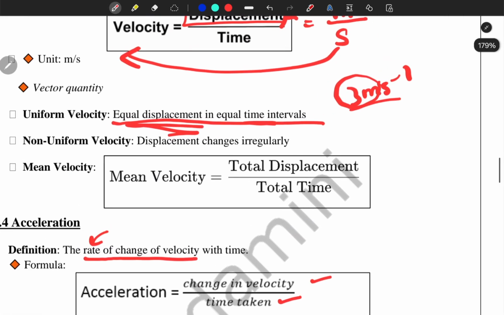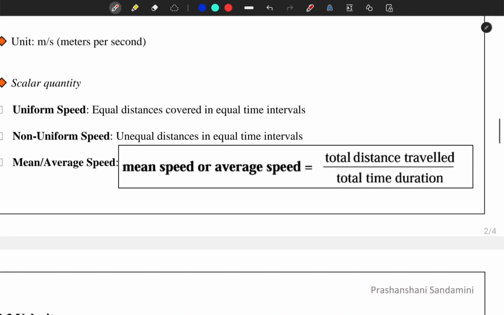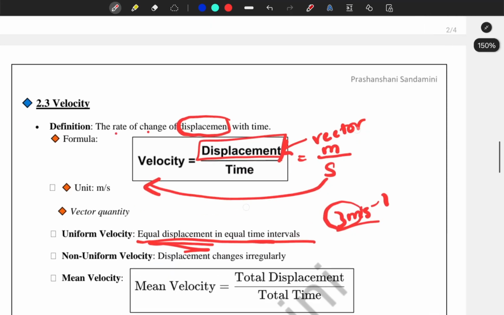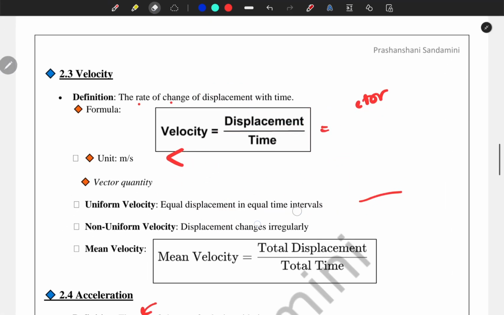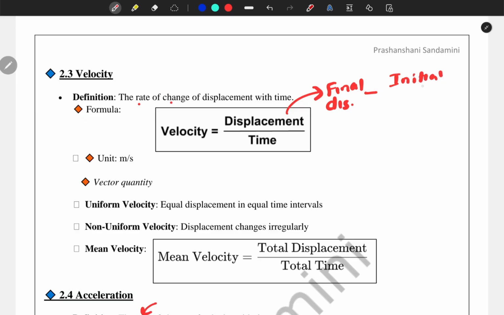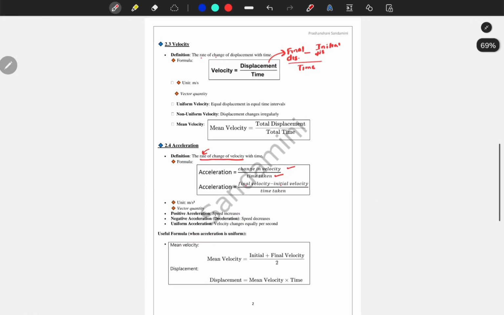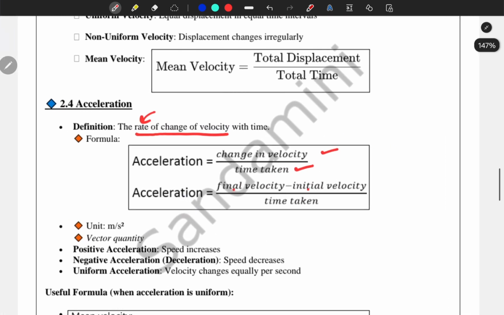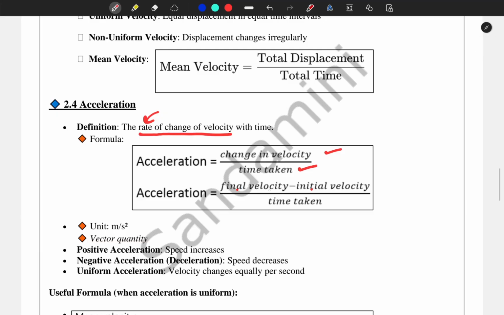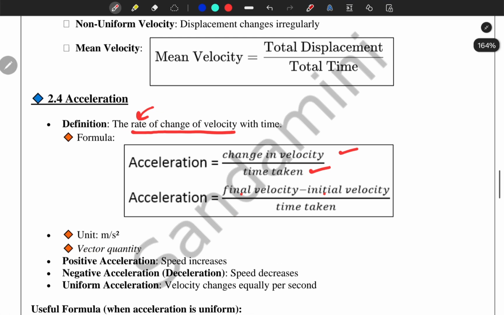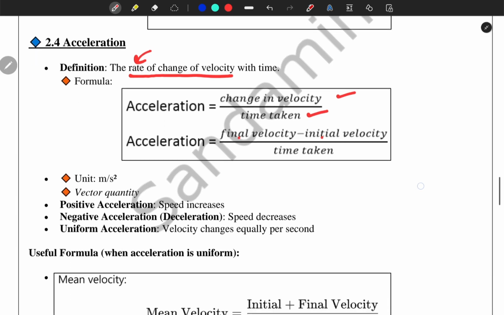Children, instead of this you can also write like this. You can write, instead of displacement, final displacement minus initial. I don't use abbreviations, right? You have to write completely, and the time taken. Okay? Now the change in velocity can be written as final velocity minus initial velocity, and the time taken.